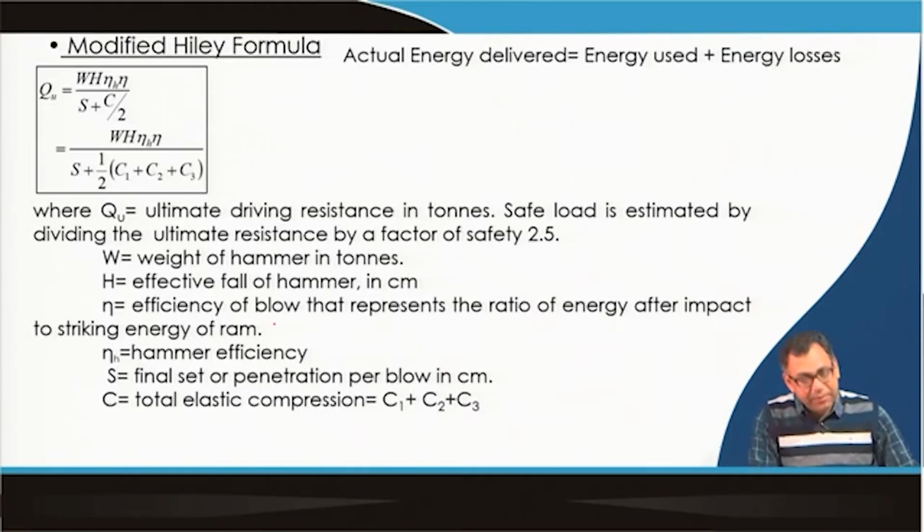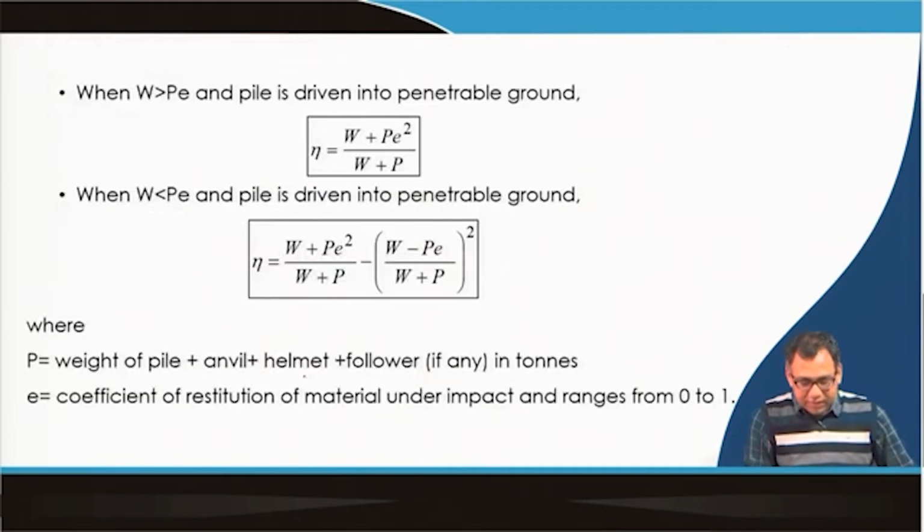Eta H is hammer efficiency, and eta is the efficiency of blows, which represents the ratio of energy after impact to the striking energy of the ram. So, these two are the efficiencies, and S is the final set, and C is the total elastic compression. So, elastic compression, that is C1, C2, C3. S is the final set, and then eta H and eta, both of those are the efficiency. So, this way we can determine the eta.